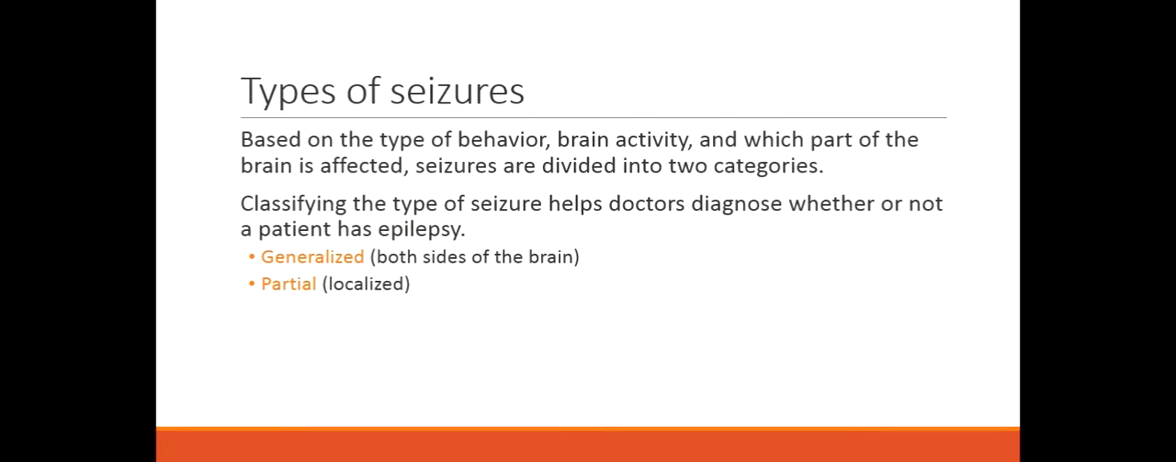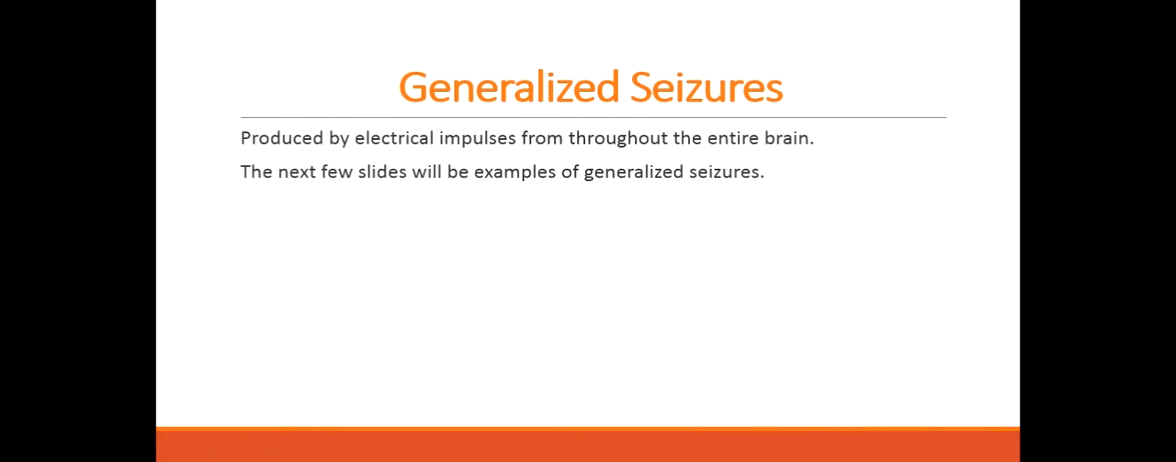Types of seizures. Based on the behavior, brain activity, and which part of the brain is affected, seizures are divided into two categories: generalized and partial seizures. Generalized seizures. Generalized seizures are produced by electrical impulses throughout the entire brain. The next few slides will be examples of generalized seizures.